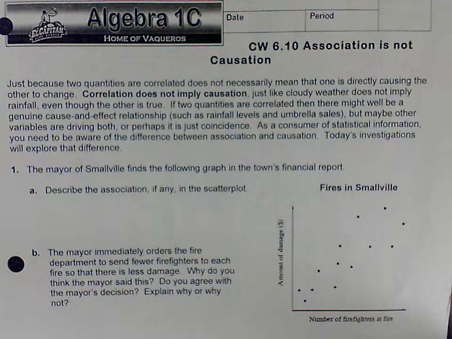Correlation does not imply causation, just like cloudy weather does not imply rainfall, even though the other is true. If two quantities are correlated, then there might well be a genuine cause and effect relationship, such as rainfall levels and umbrella sales. But maybe other variables are driving both. Or perhaps it's just a coincidence.